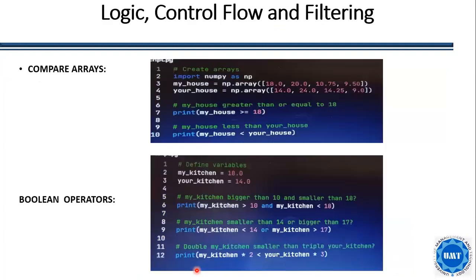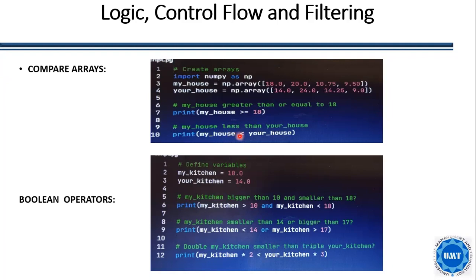So logic, control flow, and filtering. These are the comparison arrays that we are going to study in the next chapter. My house is a data frame and an array, and these are the values. Your house and array, and these are the values. These are two different data frames. If we want to filter, here we are going to filter greater than or equal to 18. So this is how it actually works. So my house is less than your house will be printed with this syntax.